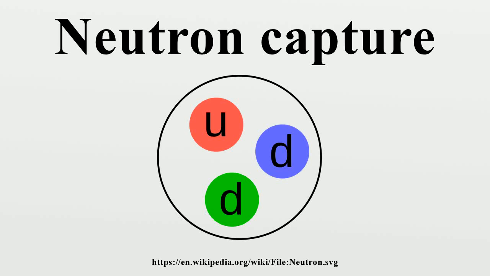Neutron capture is a nuclear reaction in which an atomic nucleus and one or more neutrons collide and merge to form a heavier nucleus. Since neutrons have no electric charge, they can enter a nucleus more easily than positively charged protons, which are repelled electrostatically.